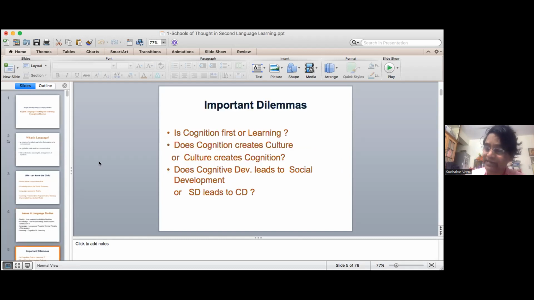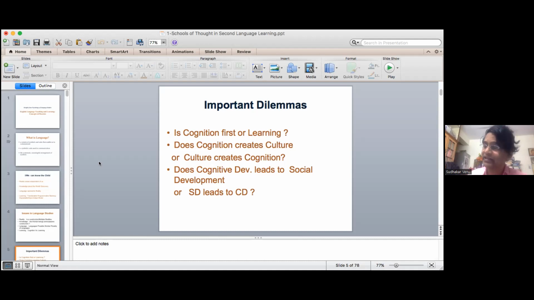For example, friends, is cognition first or learning? Do we cognize the world first? Does cognitive development take place first, or do we learn first and then cognize? This is also a classical question. This is a very interesting debate between two important psychologists you might have studied. I will come to that point in the course of the presentation.